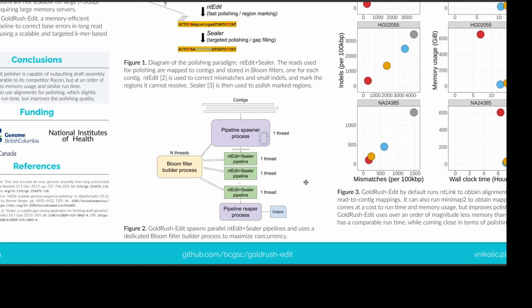Now, to maximize performance, we have a dedicated pipeline spawner process which launches pipelines of ntEdit and Sealer, and it launches them up to a limit so that we don't use too many threads depending on what the user wants. And then we have a dedicated Bloom filter building process which builds Bloom filters in the background and passes them to these pipelines. And finally, we have this Reaper process that collects the results and outputs them to a file. So we have this multi-process environment with well-coordinated processes working together.